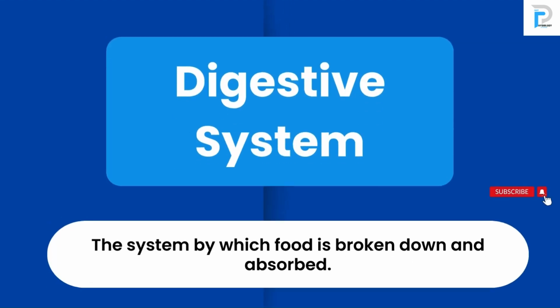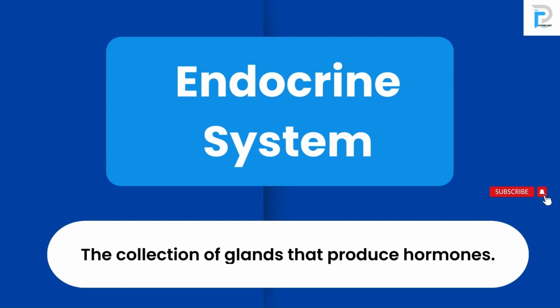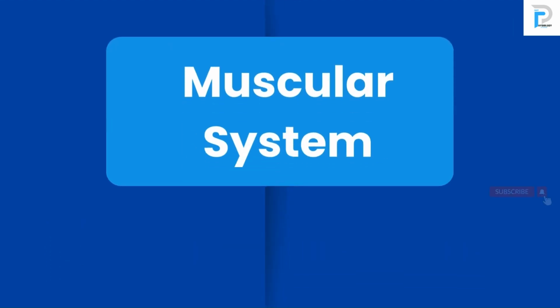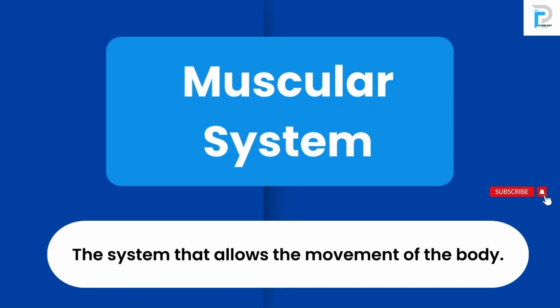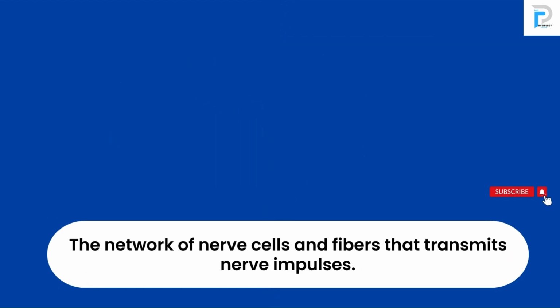Digestive System. The system by which food is broken down and absorbed. Endocrine System. The collection of glands that produce hormones. Muscular System. The system that allows the movement of the body. Nervous System. The network of nerve cells and fibers that transmits nerve impulses.